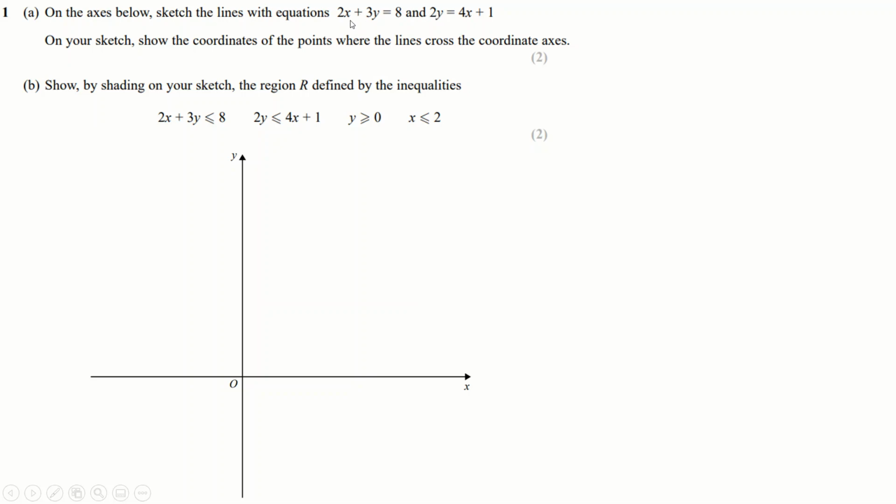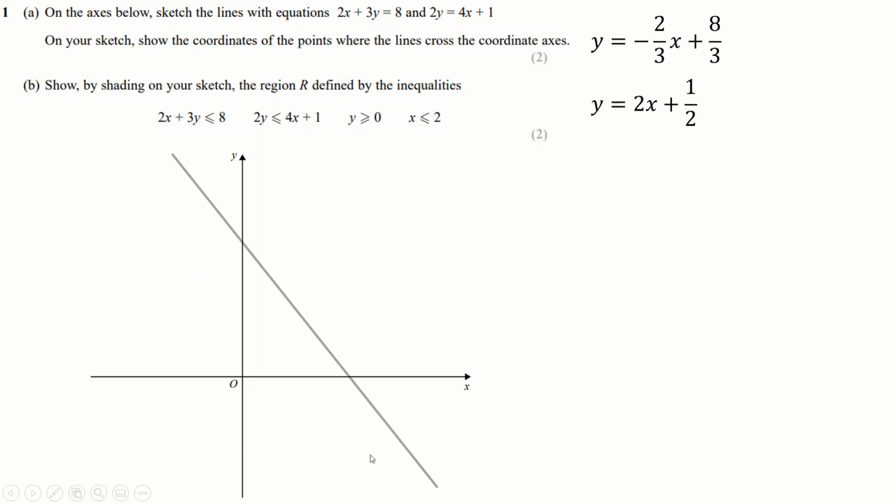Obviously rearrange these to be y equals mx plus c. Oh, sorry, wrong way. Y equals mx plus c, so divide by 3, move the 2x over, you get this. And this one here, just divide everything by 2, you get that. So this one has a y-intercept of 8/3 and a negative gradient, so it looks a bit like this. We can work out this point by putting y is 0 in. On the x-axis you're not going up or down, so y is just 0.